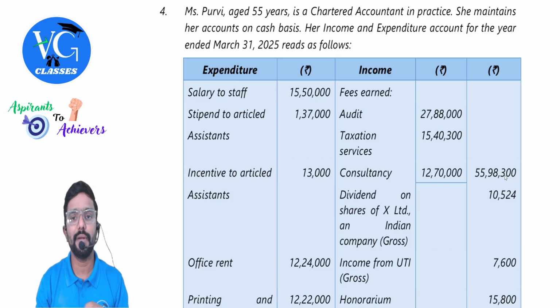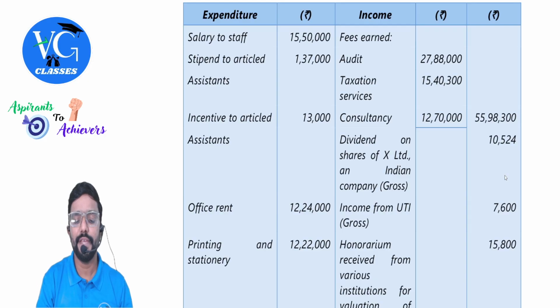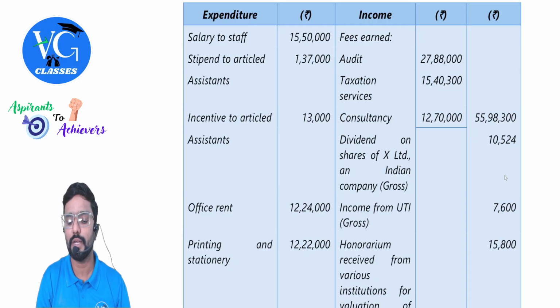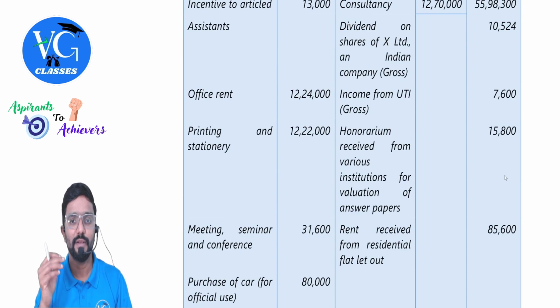Yes. Her income and expenditure account for the year ended 31st March 2025 reads as follows. Let me read the credit side first. Fees earned from audit, taxation service or consultancy. Okay. Total comes to 55 lakh 98,300.